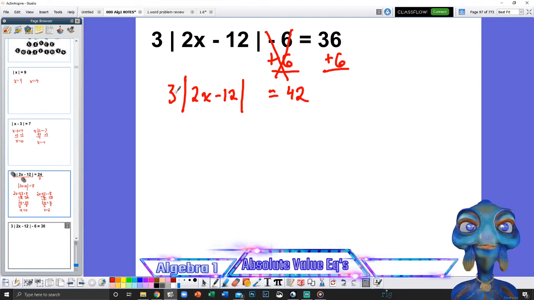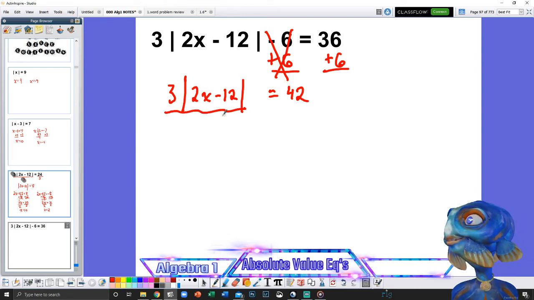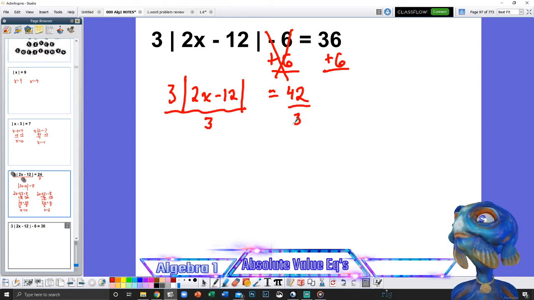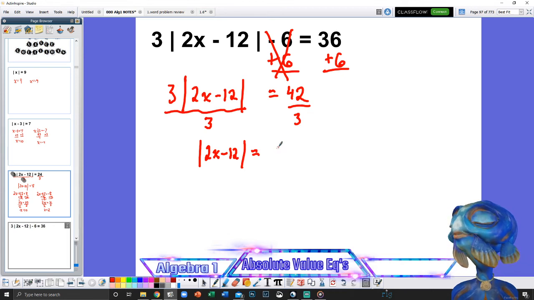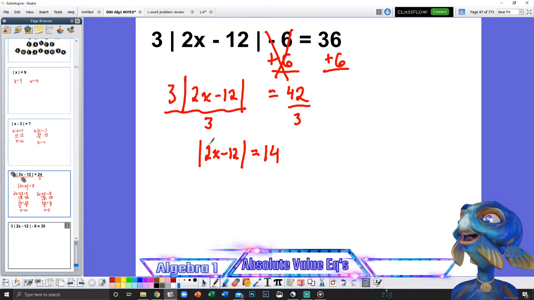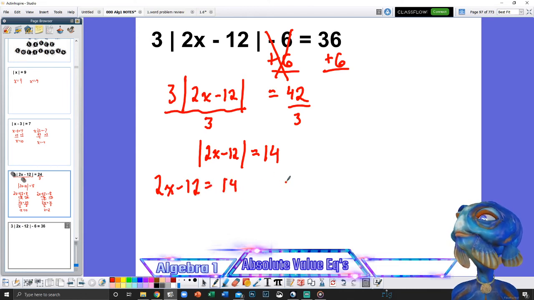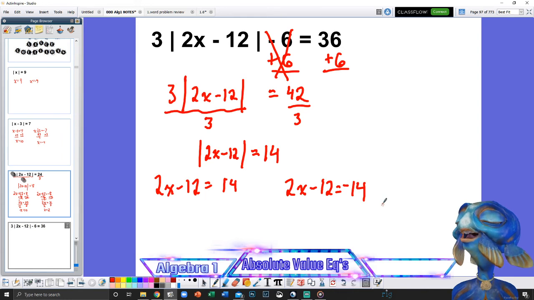Next, I have a 3 touching my absolute values. I do not want those touching, so I'm going to divide both sides by 3. Next, I can copy the 2x minus 12. And I divide those. That gives me 14. Now the absolute value is finally all alone, so I can write it twice. The second time I change it to a -14.